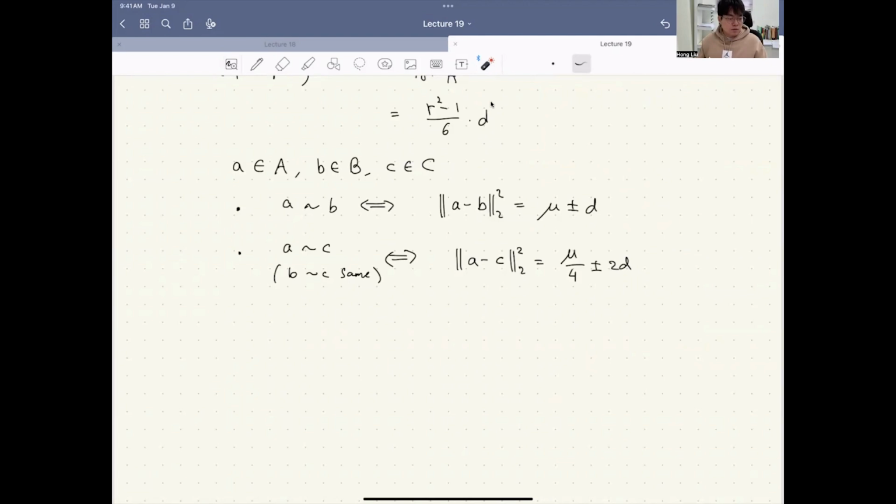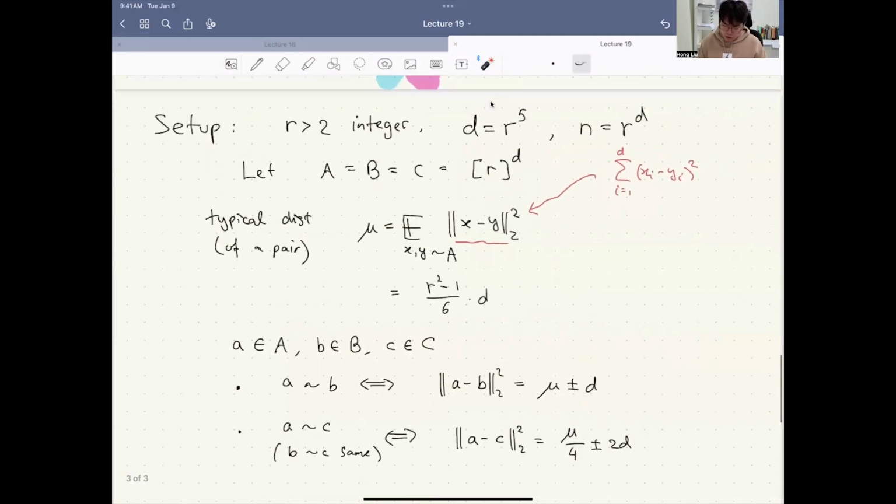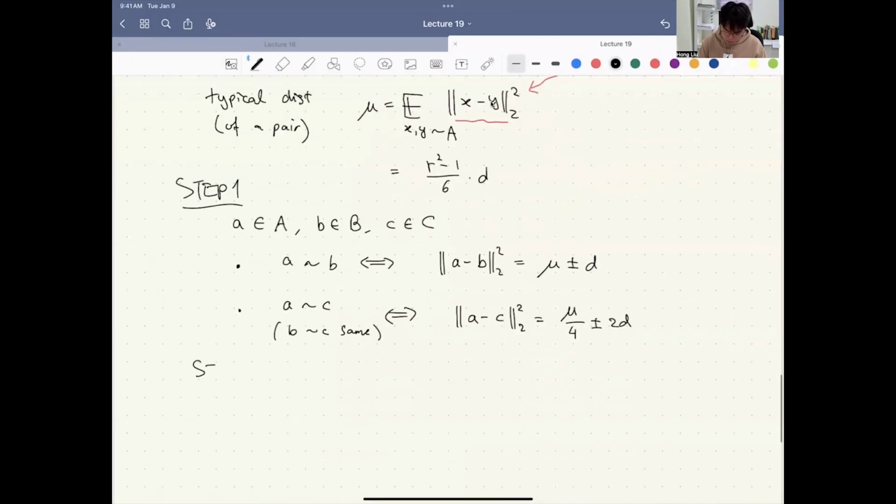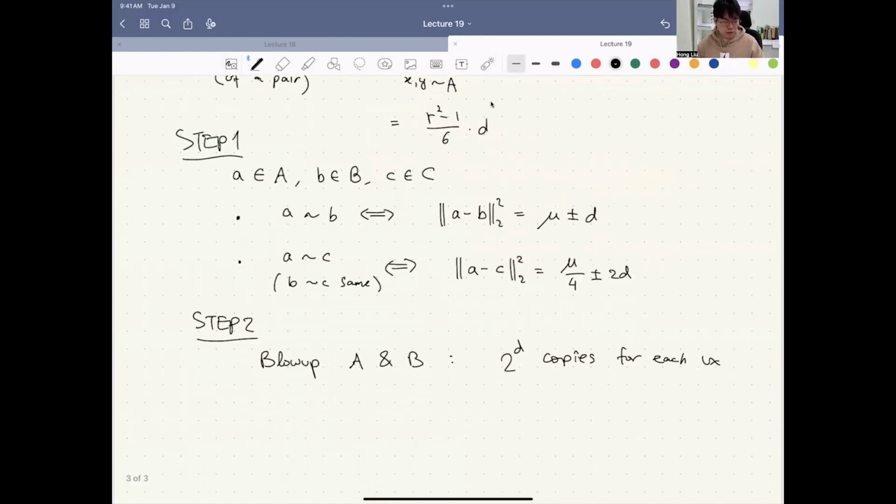Now, the second step. Normally, this is step 1. Step 2, we need to blow up A and B, meaning we're going to take 2 to the d copies of every vertex and replace each edge by a complete bipartite graph. 2 to the d copies for each vertex. This is to boost the edge density, okay?